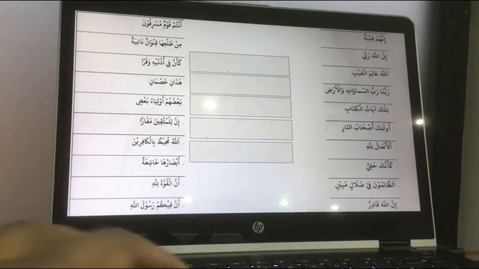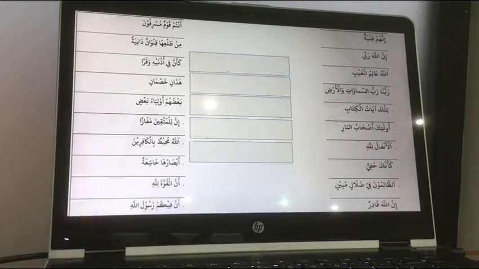Inna Allaha qadirun. Qadir means powerful. So inna Allaha qadirun means definitely Allah is powerful. If I want to say definitely the messenger of Allah is honest, what should I say? Honest in Arabic is sadiq, sadiqun. How do we say definitely messenger of Allah? Inna, good.